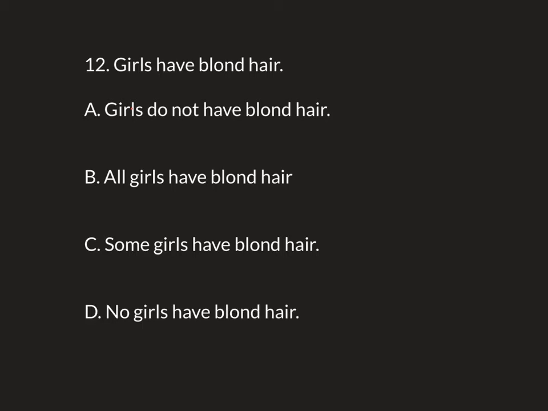Right, so you really have to pay attention when you are negating, because for part C, if you just said some girls do not have blonde hair, that's still going to be true. Remember, when we negate statements, we have to change their truth value. So if it's true, we have to make it false. So sometimes we have to be a little bit more specific.